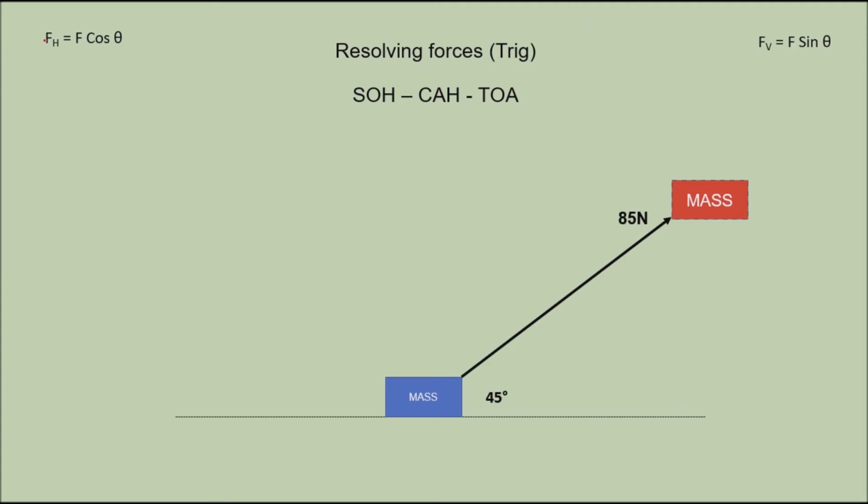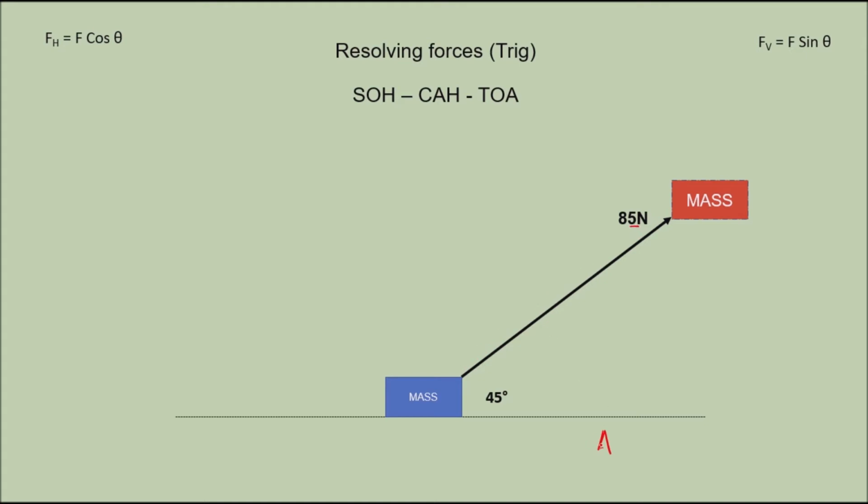I've put the formulas up here for us, with FH to represent force horizontal and FV to represent force vertical. For the horizontal we're going to use cos, and the reason we're using cos, the old CAH of SOH CAH TOA, is because we're looking for the adjacent dimension. Adjacent is this distance here, which is obviously the horizontal axis. The hypotenuse is the force acting here. We already know the magnitude of that, and it's 85.